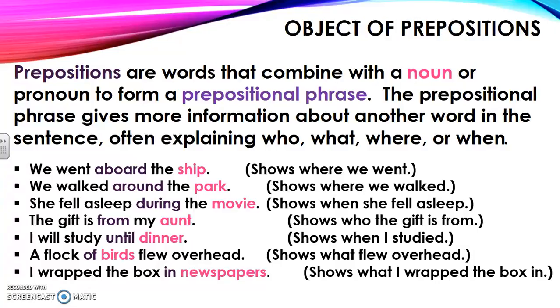We walked around the park. The prepositional phrase, around the park, shows where we walked. She fell asleep during the movie. The prepositional phrase, during the movie, shows when she fell asleep. The gift is from my aunt. The prepositional phrase, from my aunt, shows who the gift is from.